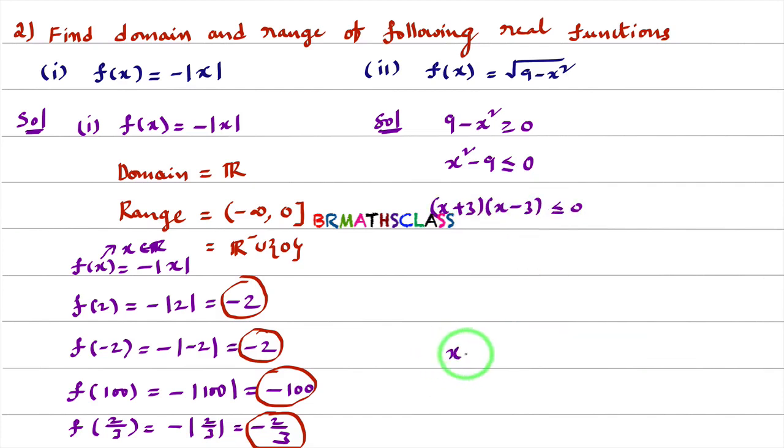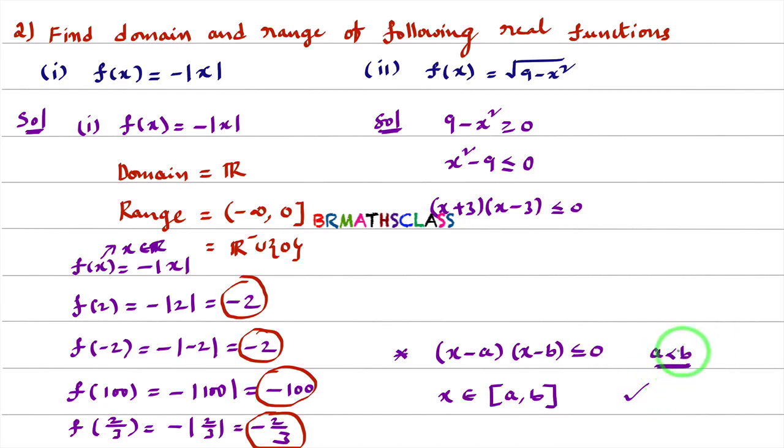We have this formula: x minus a into x minus b is less than or equal to 0, then x belongs to the closed interval a comma b. This is the formula you will learn in linear inequalities. Here a is less than b. Here when I equate this to 0, you will get minus 3. When I equate this to 0, I will get plus 3. You can observe here minus 3 is smaller than plus 3. So what can I write here? I can write that x belongs to the closed interval minus 3 comma 3. What happened? You take any x value in this interval, you substitute in this, 9 minus x square will be positive.